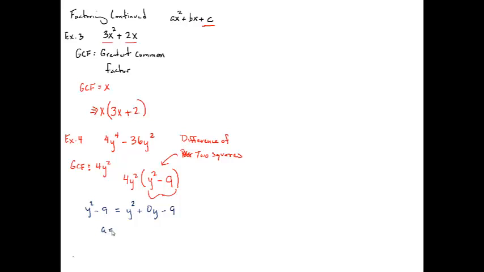Now let's do this. What's the a? What's the b? And what is the c? A, the leading coefficient, is 1. B is the middle coefficient, 0. And c is my constant term, which is negative 9. Great. Now we can start our process. What's the product? And what is the sum? Remember, the product is a times c, which is 1 times negative 9, which is negative 9. And the sum is b, which is 0. So the product is negative 9 and the sum is 0.